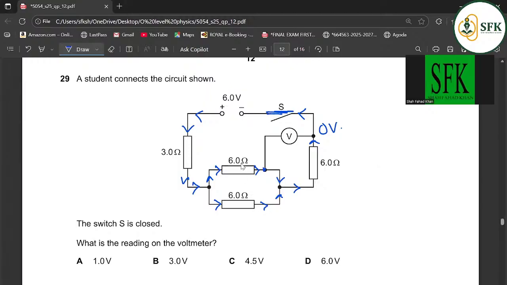Now we know the voltage across this one and this one are equal. Both of them are at equal voltage.